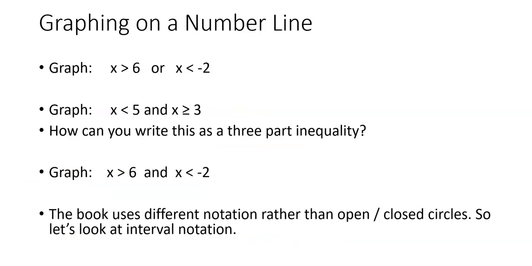So let's graph these on a number line. The first one says to graph x is greater than 6 or less than negative 2. The one on the bottom says to graph x is greater than 6 and less than negative 2. So first of all, let's set ourselves up a little number line here.